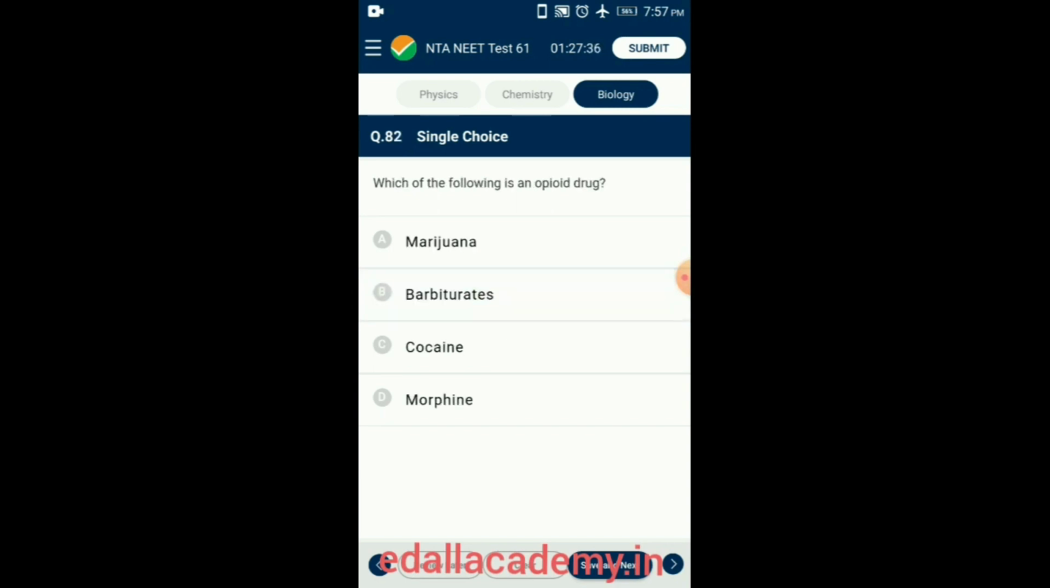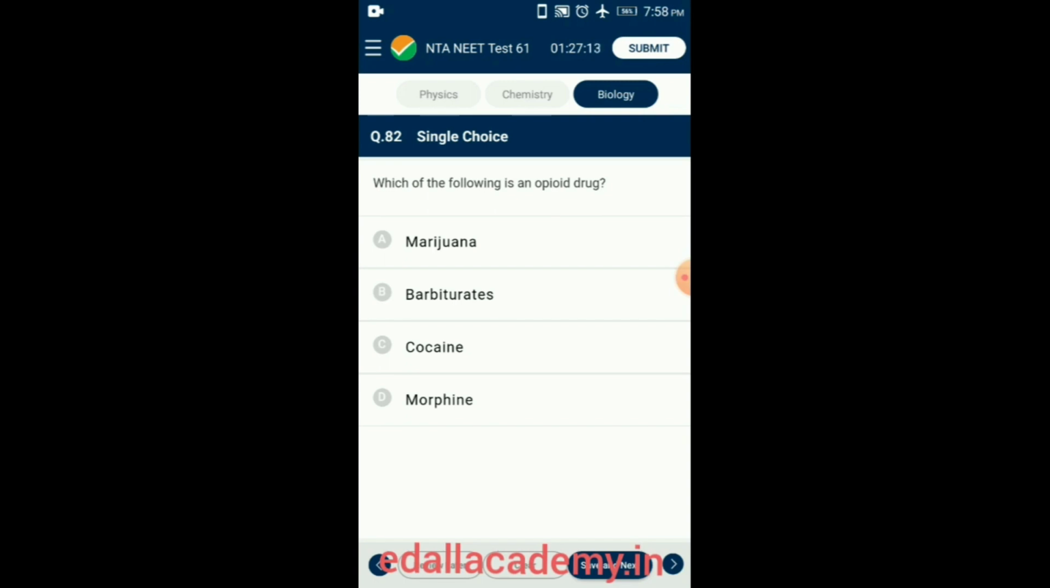Question number 82. Which of the following is an opioid drug? Opium is an opioid drug and it is obtained from the white poppy plant Papaver somniferum. It affects the human body by providing relief against pain, as it is the most effective painkiller.